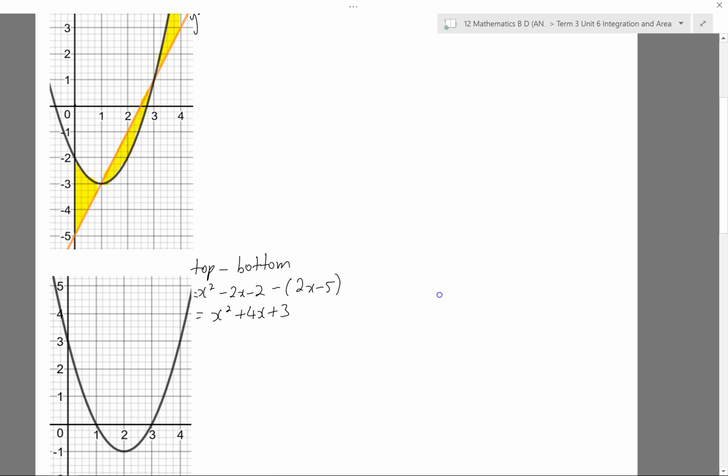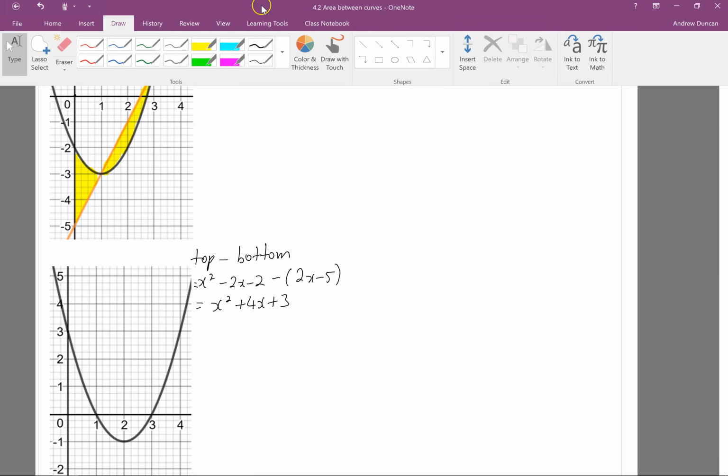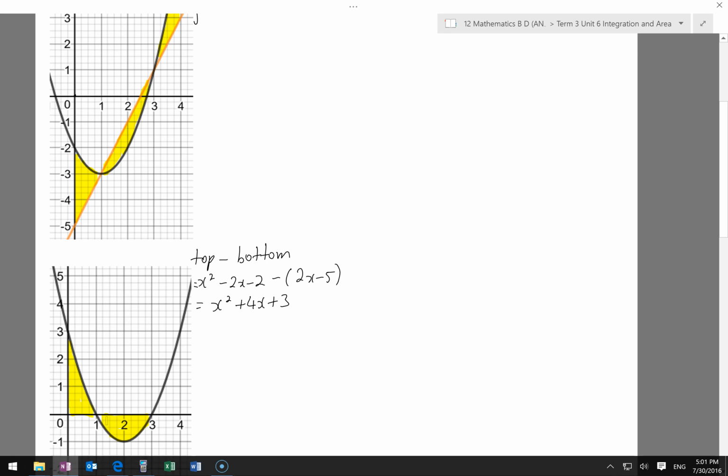Okay, and it looks something like this. So I'm still trying to integrate between 0 and 4. So I'll get my colouring in pencil again. I'm still trying to find the physical area between 0 and 4. But I've got this problem that, like in the previous lesson, I've got some negative areas here.